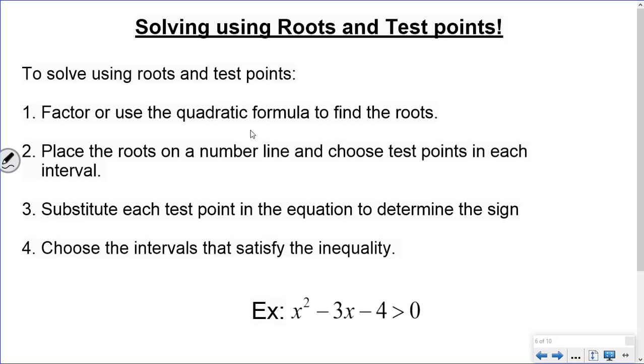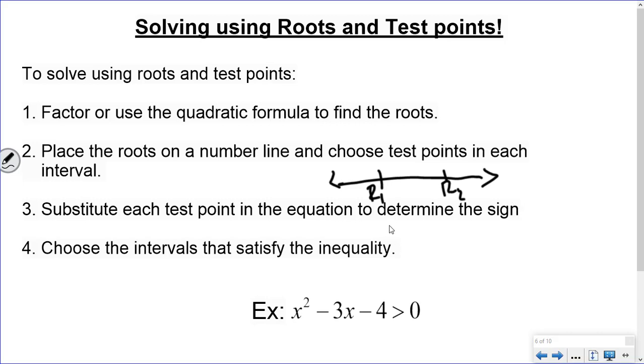Then we're going to write a number line, right? We're just going to have a line, and we're going to say, here's root number 1, here's root number 2, and we're going to place those on the line, right? So we're just going to have some number line going to the left and the right, and on my number line, I'm going to say, okay, well, there's root 1, and there's root 2.